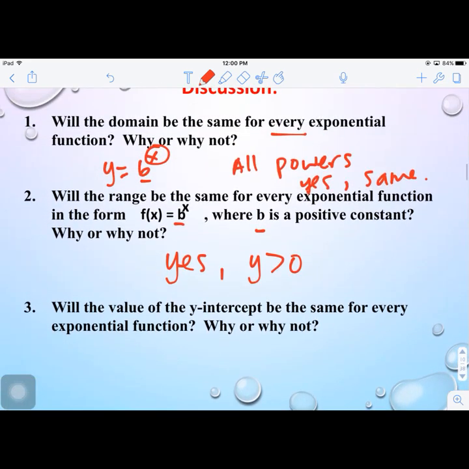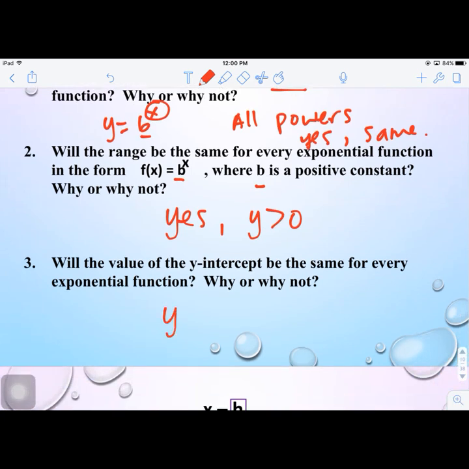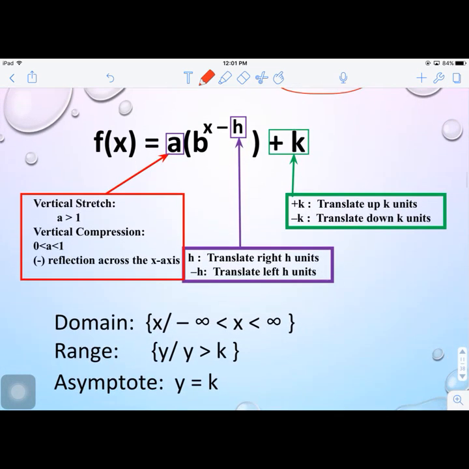And the last one is, will the value of the y-intercept be the same for every exponential function? So remember I asked you to think about that question earlier. Yes, the answer is yes, all of them will be equal to 1 actually, because any base to the 0 power is always going to give you 1. And that is all the discussion questions.